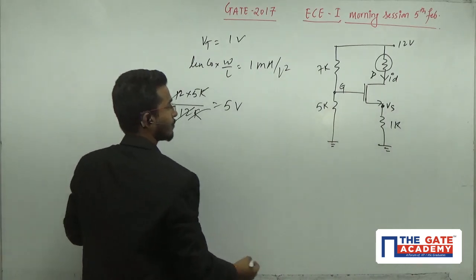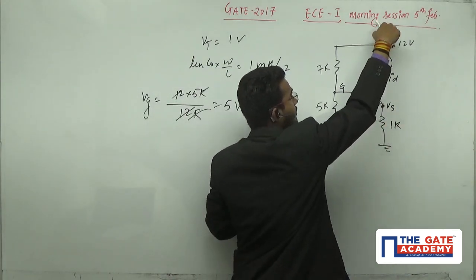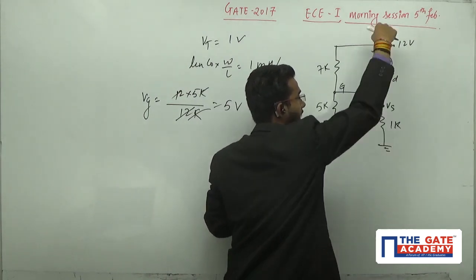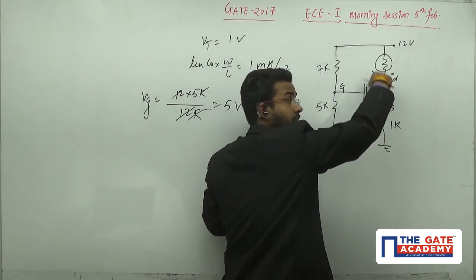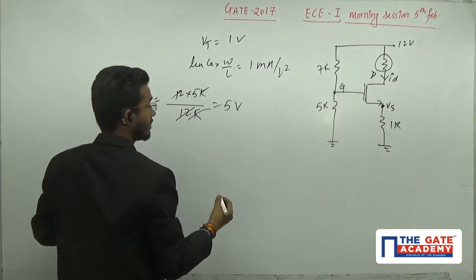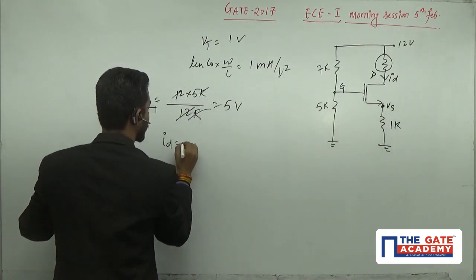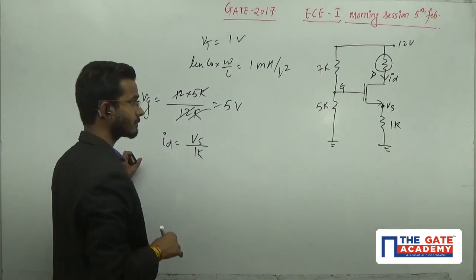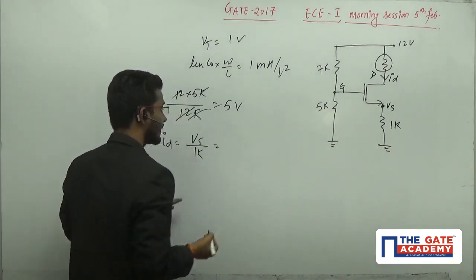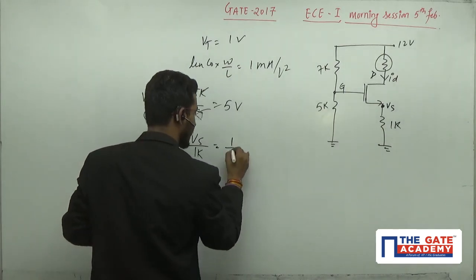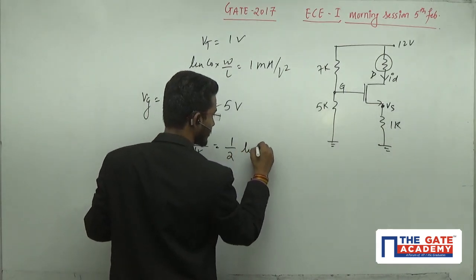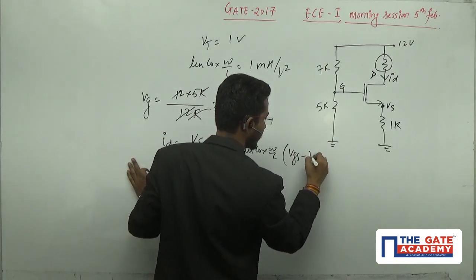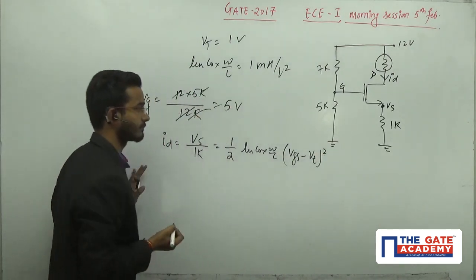Now from here I can say the current which is flowing here must also flow here, because this is the total net current through this MOSFET. That means I_D is equal to V_S divided by 1K. And we know another relation also: in saturation, I_D is half mu_n C_ox W by L times (V_GS minus V_T) to the whole square.